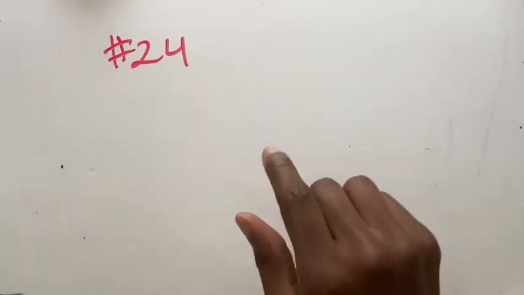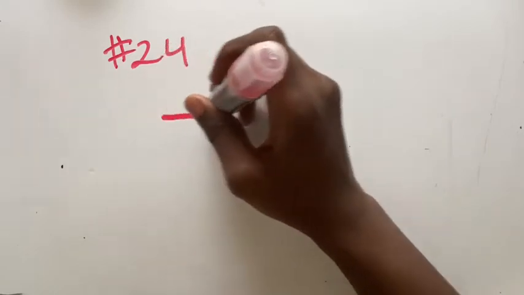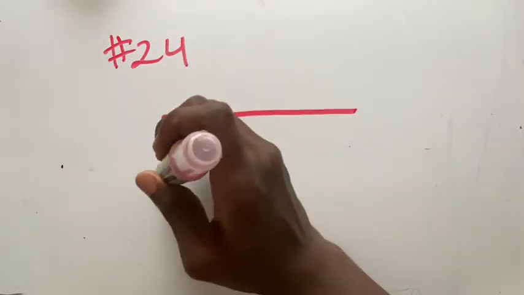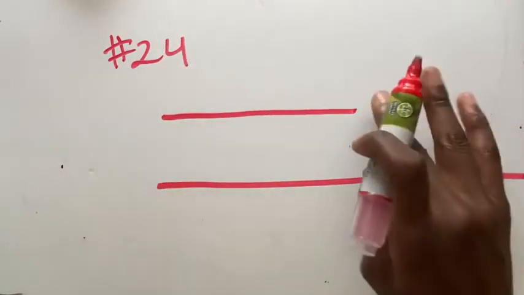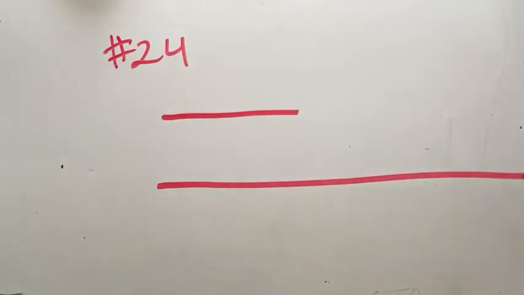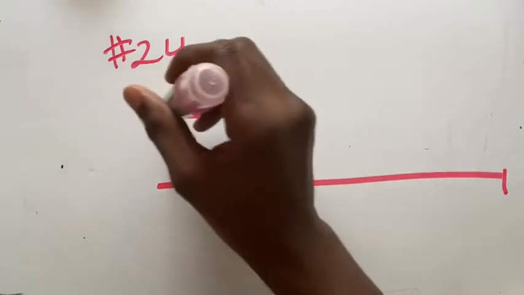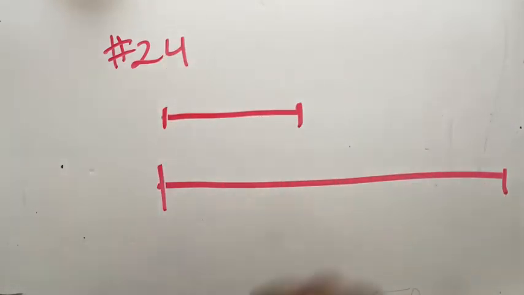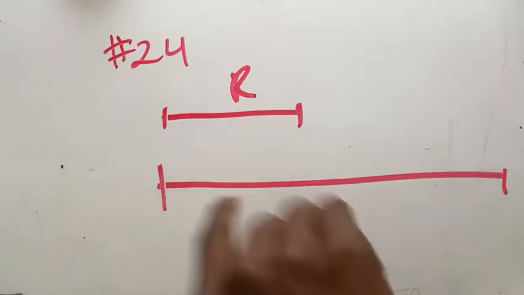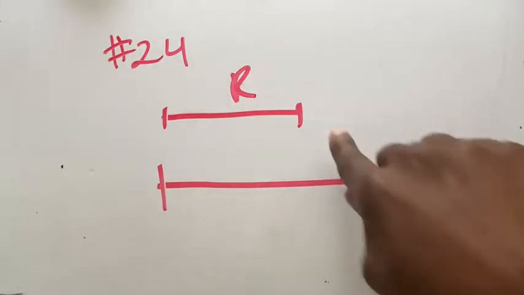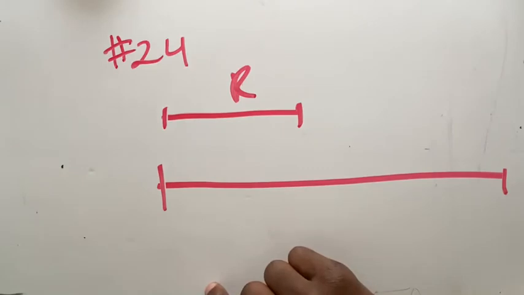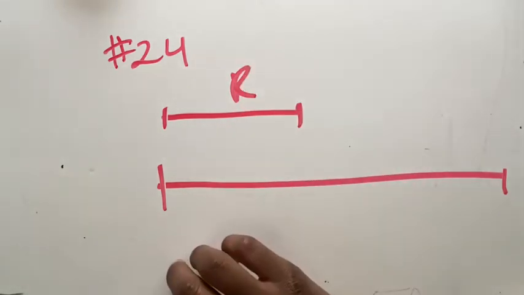Question 24 says a length of wire has a resistance R. So the same kind of wire has twice the length. So here's some wire. Let's say it's the wire with twice the length. We see this second wire is made out of the same material, but it's twice as long. So how does that affect the resistance?